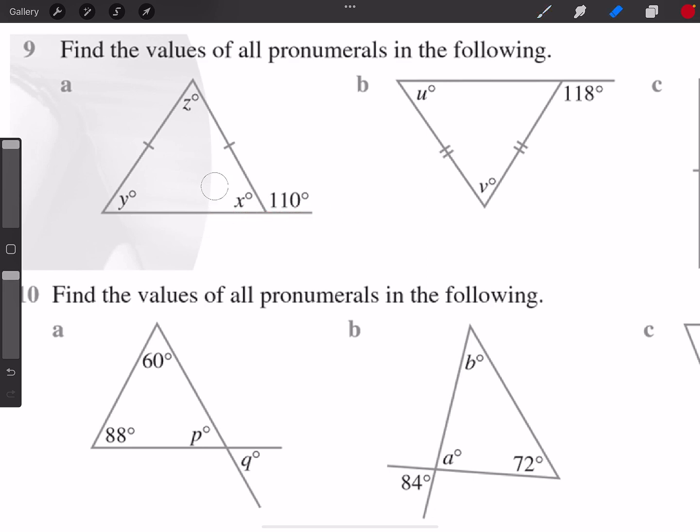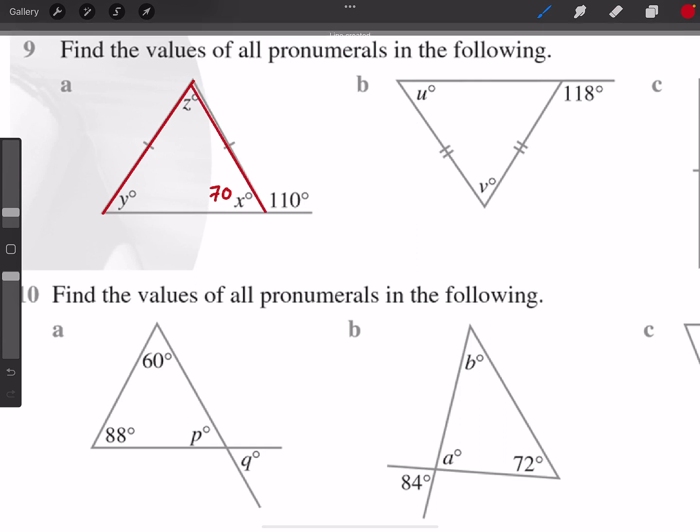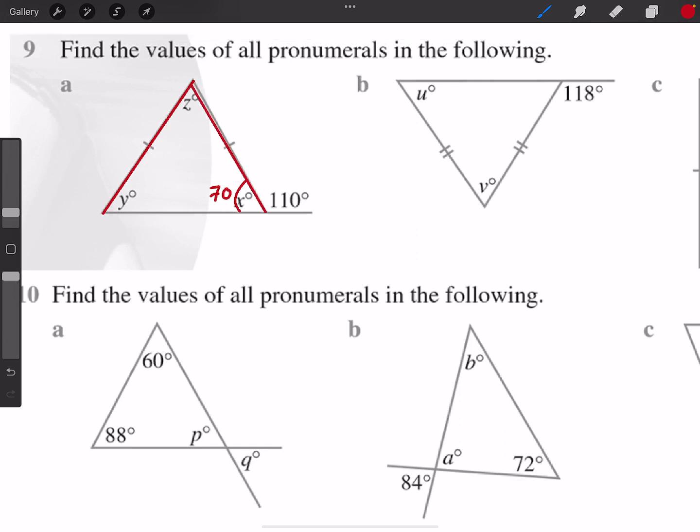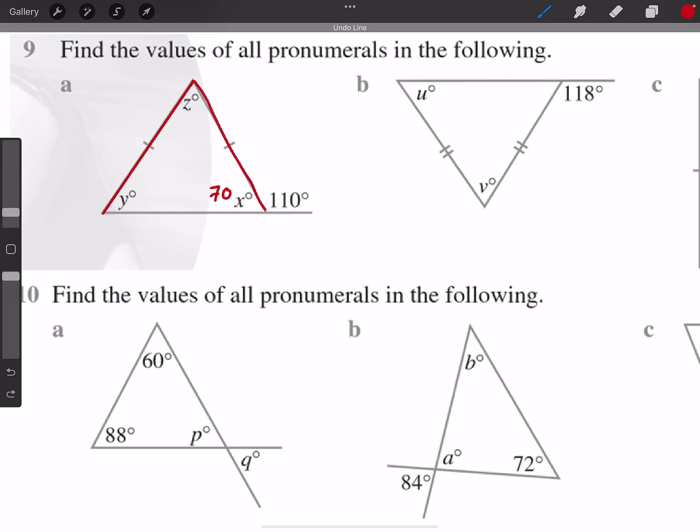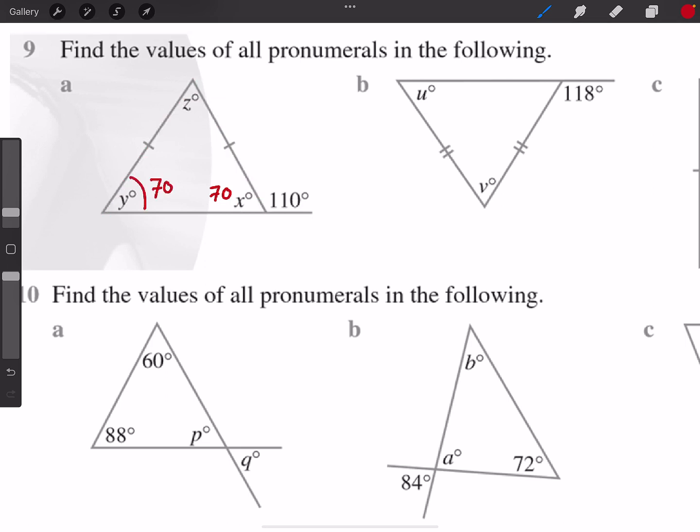So that means this must be 70, because 70 plus 110 is 180. And because this is an isosceles triangle, these two lengths are the same, which means that this angle and this angle must be the same as well. So therefore this must also be 70. So we have x equals 70 degrees. We have y is equal to 70 degrees.